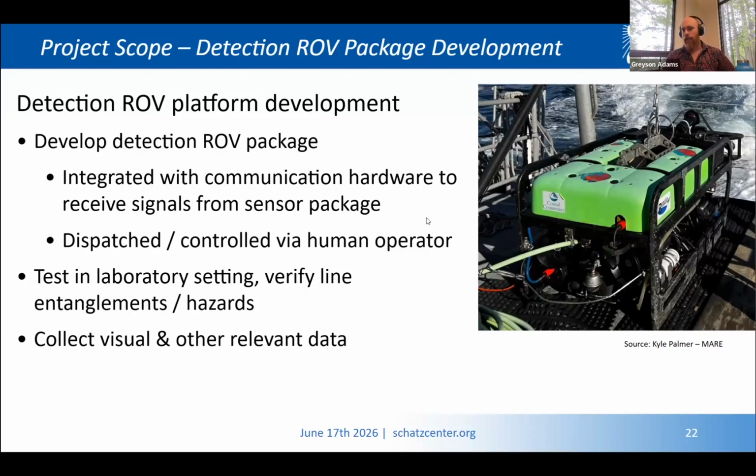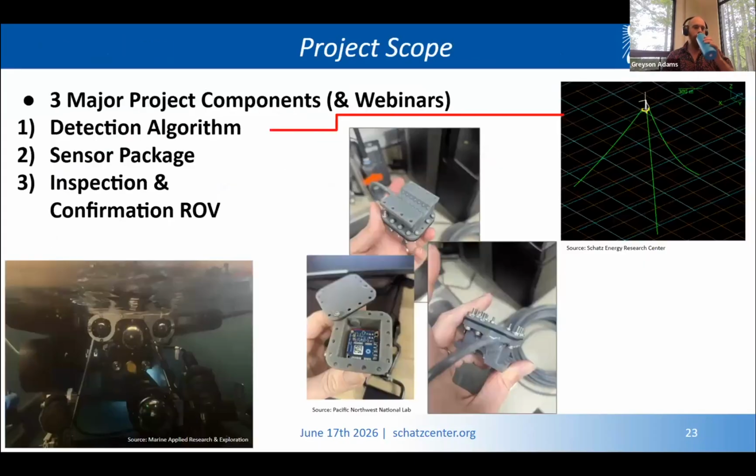And though this is going to be tested in a laboratory environment, the ROV is being designed to collect visual and other relevant data that would be relevant and appropriate for our area, and also be able to deploy down to depths that are sufficient for the Morro and Humboldt Bay wind energy areas.